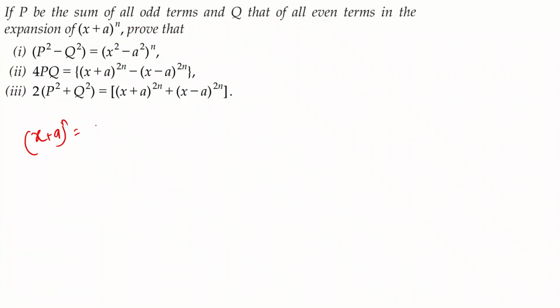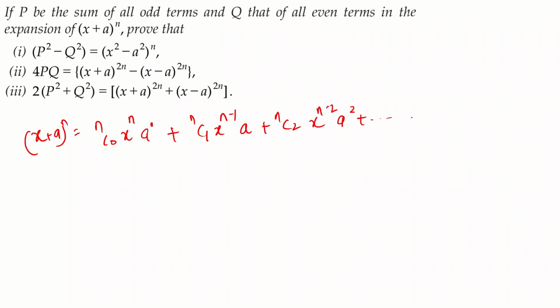So what is x plus a whole to the power of n? x plus a whole to the power of n is nc0 x to the power of n, head minus leg it is. So it is nc0 x to the power of n a to the power of 0 plus nc1 x to the power of n minus 1 a plus nc2 x to the power of n minus 2 a square, all the way up to ncn x to the power of 0 a to the power of n.